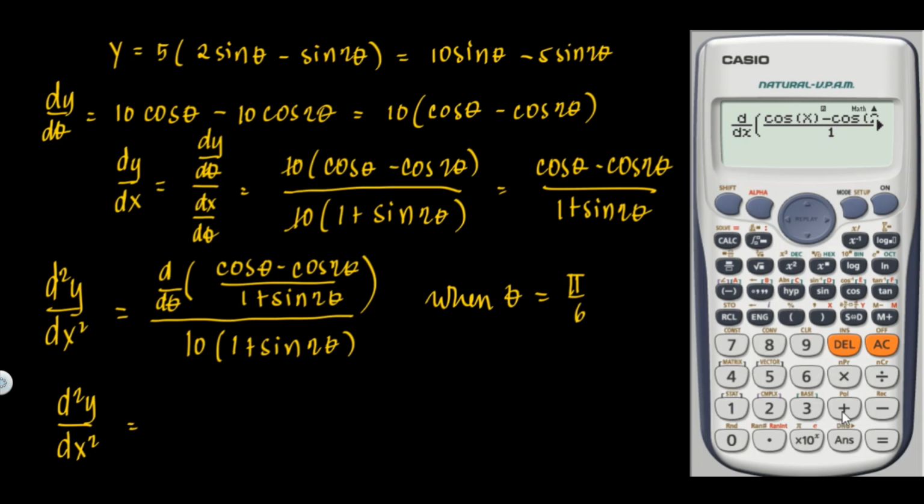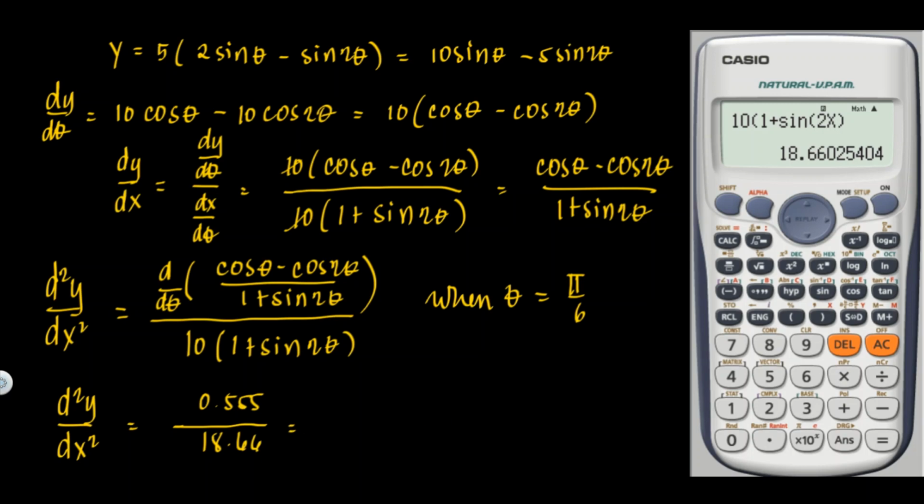over 1 plus sine 2 theta, when x or when theta is pi over 6. Press equals, 0.55. Store natin, hindi pa natin na-compute sa denominator. So, this is 0.555. Over, evaluate natin sa pi over 6: 10 times quantity 1 plus sine 2, then alpha x, calculate, pi over 6, equals 18.66.